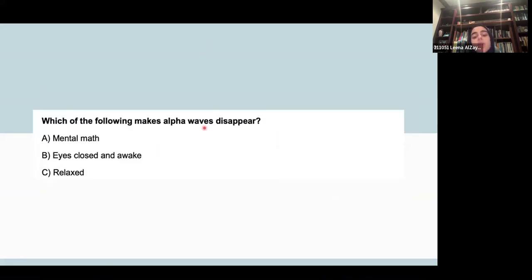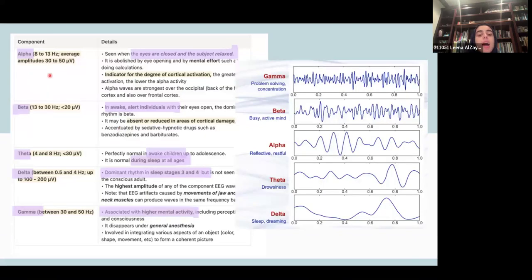Which of the following makes alpha waves disappear? This is something, again, in the lecture and not in the lab. What makes alpha disappear is mental math, because alpha is when you have your eyes closed and you're relaxed. So you just have to reiterate on this concept over here, where alpha is the eyes closed, but the subject is relaxed. Beta is when you're awake and alert. Theta is during sleep of all ages plus awake children. Delta is very deep sleep, and gamma is associated with high mental function, like thinking and solving math problems and so on. And this is how they look in waves.